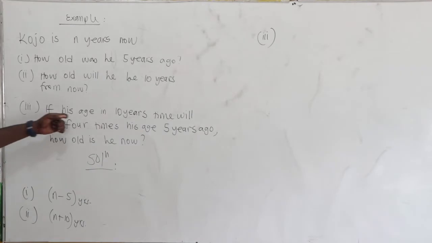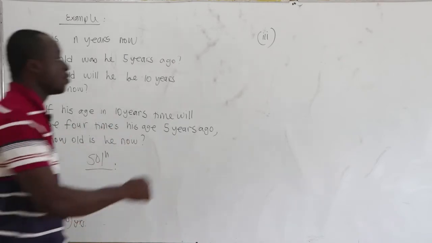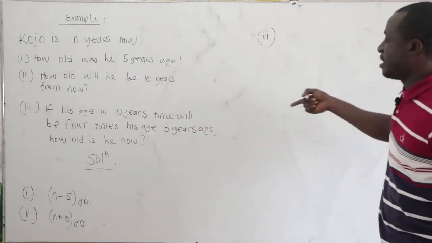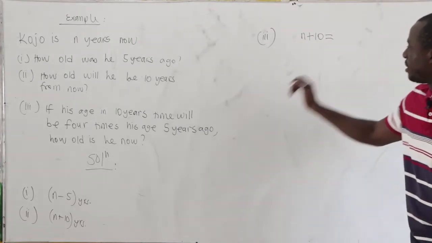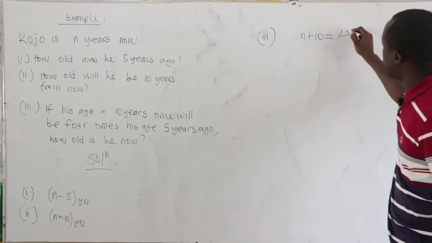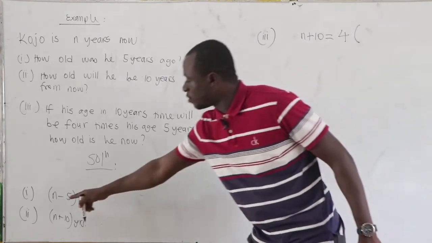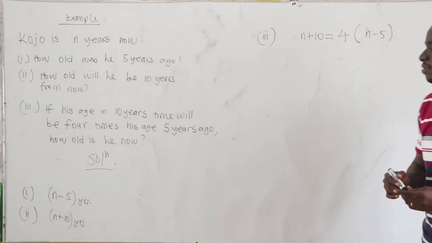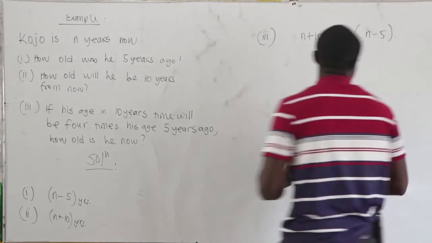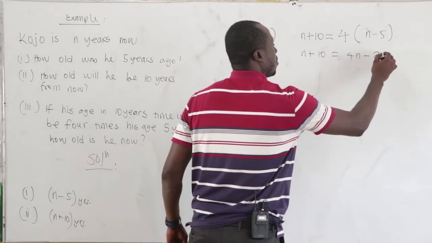Now let's see the third question. It says, if his age in 10 years' time will be 4 times his age 5 years ago. So his age in 10 years' time, that is n plus 10, is equal to 4 times his age 5 years ago. His age 5 years ago is n minus 5. The question asks how old he is now, so we want to find n. So we have n plus 10 equal to 4n minus 20.